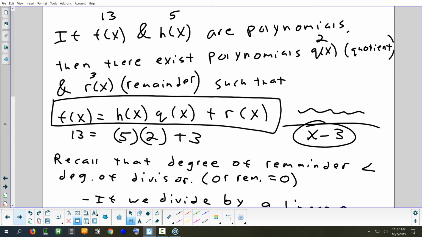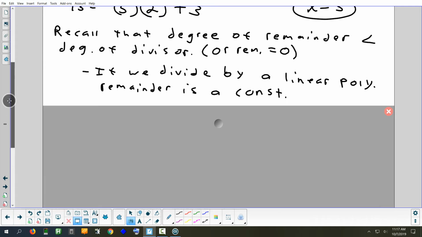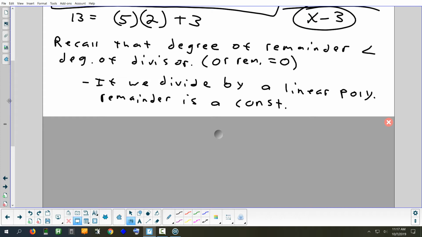Okay, that's always true. Now here, we divided by something that was quadratic. So no, your remainder is not going to be linear. It's going to be 1 degree smaller than that. But that's not a constant. Okay? So any questions on that? If you divide by something linear, the remainder is just a number. No variable.